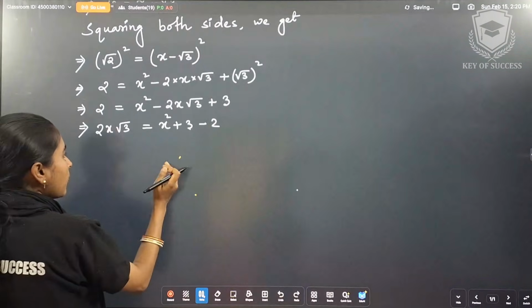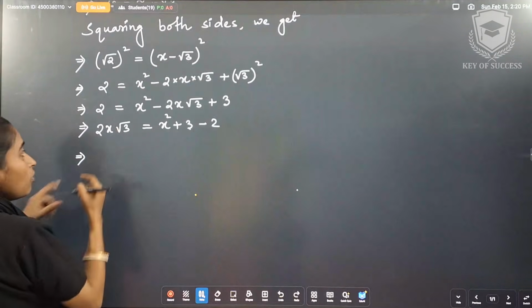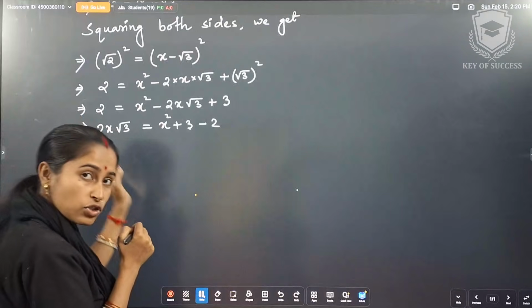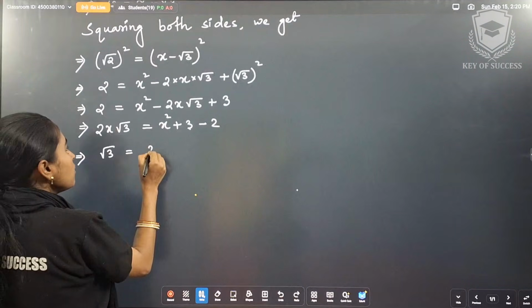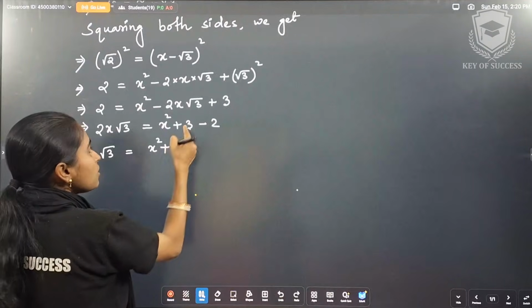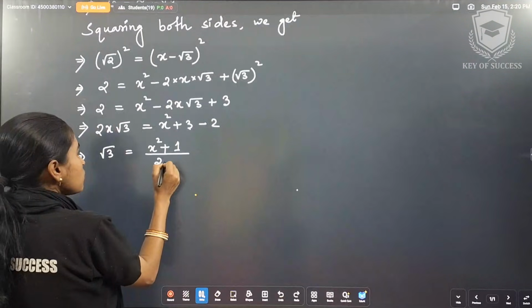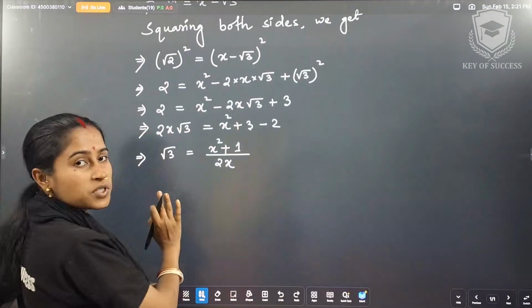Okay. After that, what I have told, root 3 should be alone. Now with root 3, what is there? 2x is there, we have to change this 2x. Then root 3 equals x square plus, now 3 minus 2 is 1, then divided by 2x, because 2x is a multiplication, if we change it, it will become divide. Okay, up to this much understood?